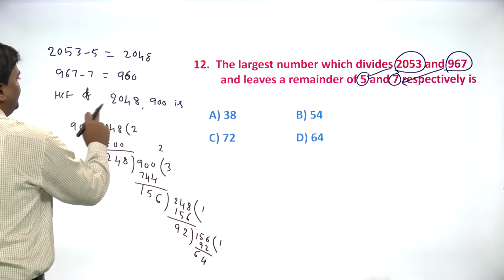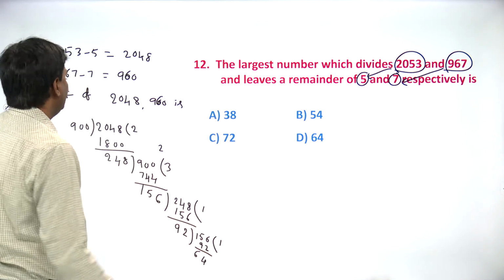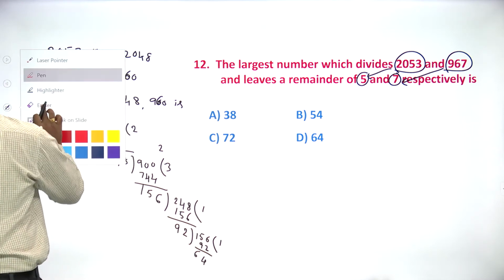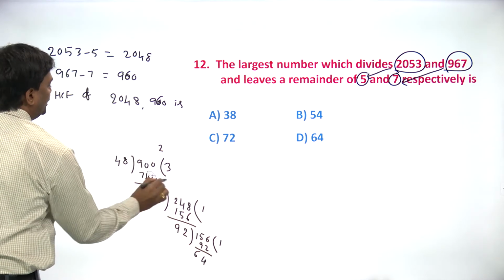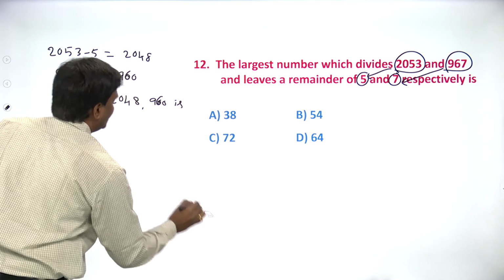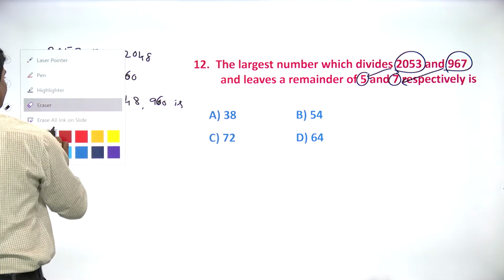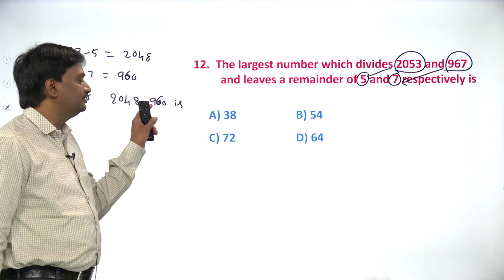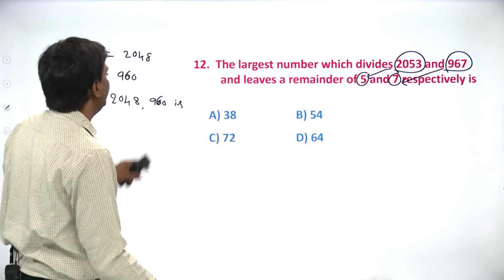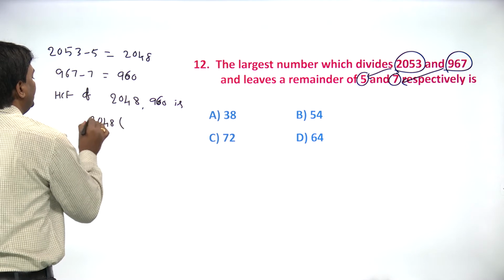Now the HCF of 2048 and 960. So we have to find the HCF of 2048 and 960. So actually here 967 minus 7 is 960. So that's why, now let us find the HCF of 2048 and 960.